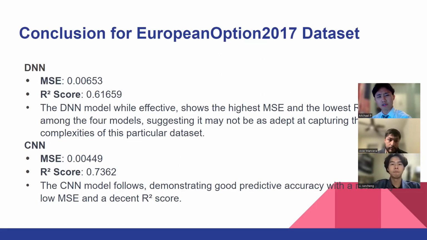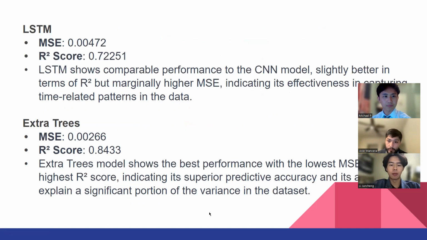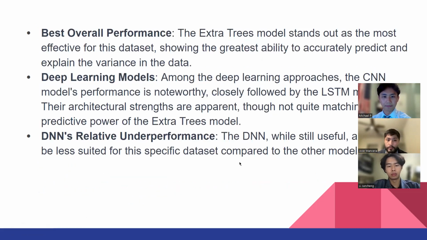And now these are the conclusions here. DNN didn't do the best job. It has a high MSE and a low R2 score here, and CNN's accuracy is pretty good. Same for long short-term memory and extra tree here. Actually, as we can see here, extra tree has the best R2 score that we have.